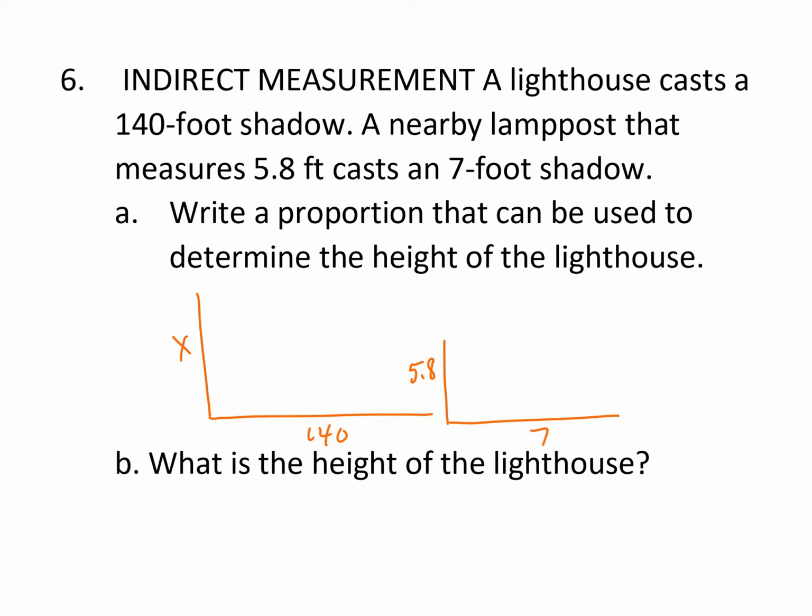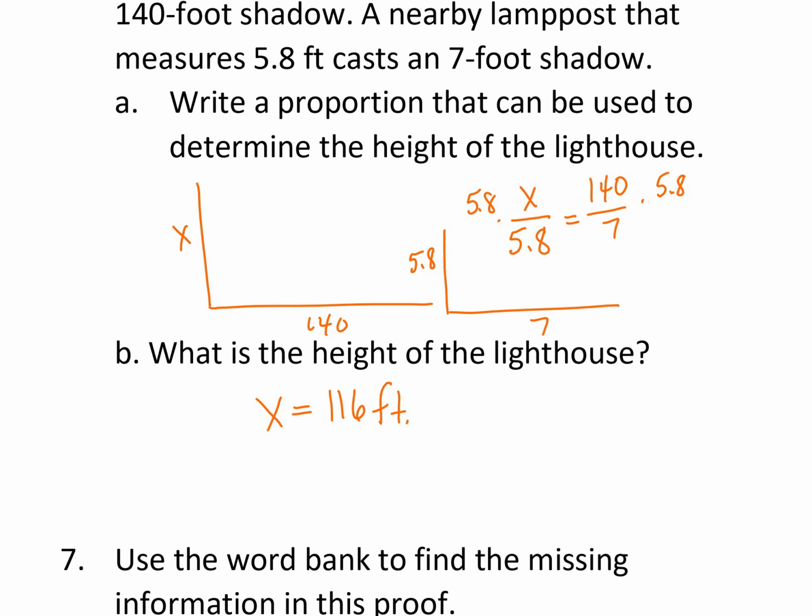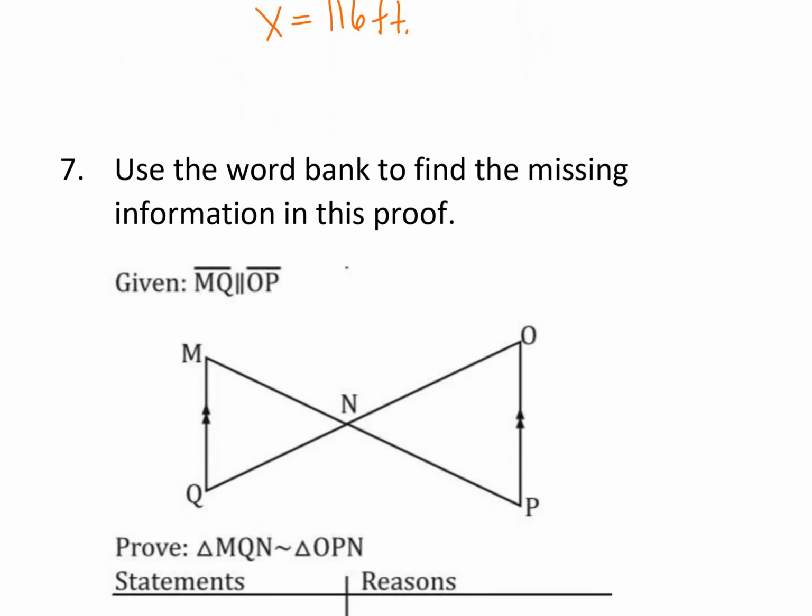The proportion would be x to 5.8 equals 140 to 7. So I'm going to multiply both sides by 5.8. And then x equals 140 times 5.8 divided by 7, which comes out to be 116 feet. And we might ask ourselves, does that make sense? It looks like a reasonable number, so we're going on.